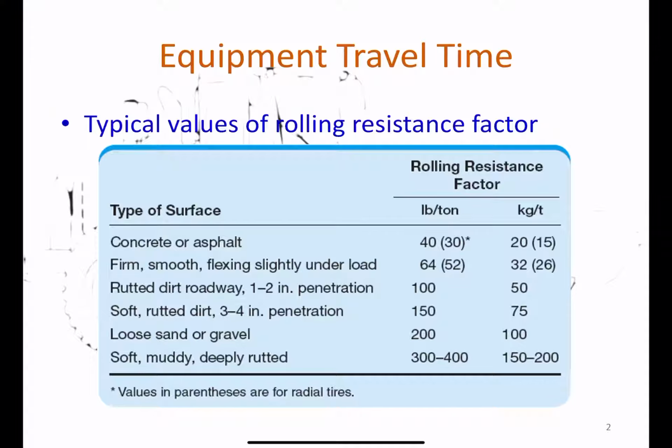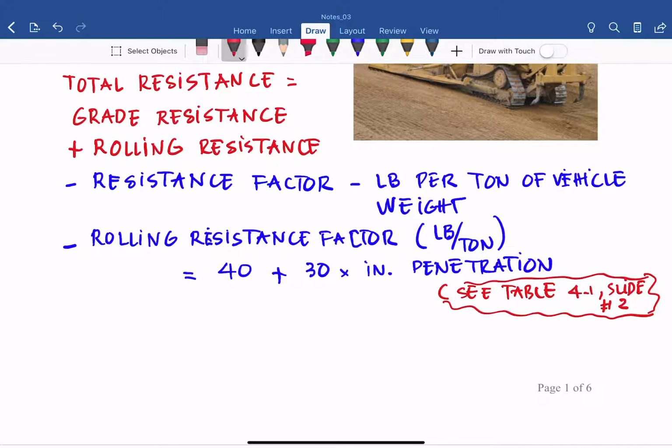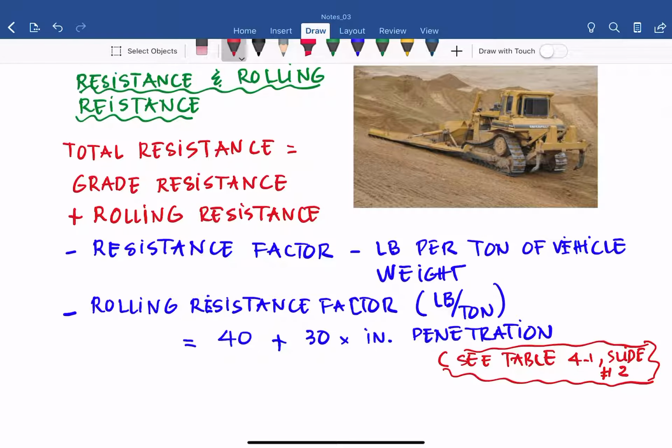If it is concrete or asphalt, the rolling resistance is smaller, 40 pounds per ton, or 20 kilograms per ton in SI units. If it is firm, smooth, flexing slightly under load, it is 64. But if you go to soft, muddy, deep rutted, it goes up to 340. So as you can see, it varies a lot, depending on how smooth it is and how easily the wheel of the equipment penetrates into the surface. So that determines the rolling resistance factor. That's what we have in Table 4.1. And then the next is total resistance and rolling resistance, which is what we're talking about.